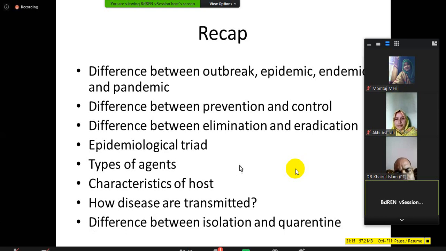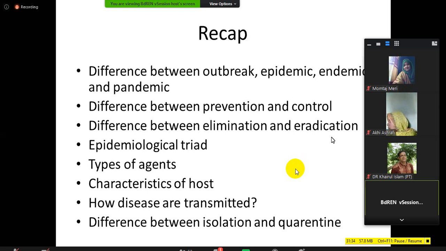Okay, now let's talk about that. So these are the terminology. You have to have very clear conception, okay? Otherwise, there is no use of studying public health. At the end of the day, people will ask you, why is this an endemic disease? Why is it a pandemic disease? Why is it an epidemic disease?